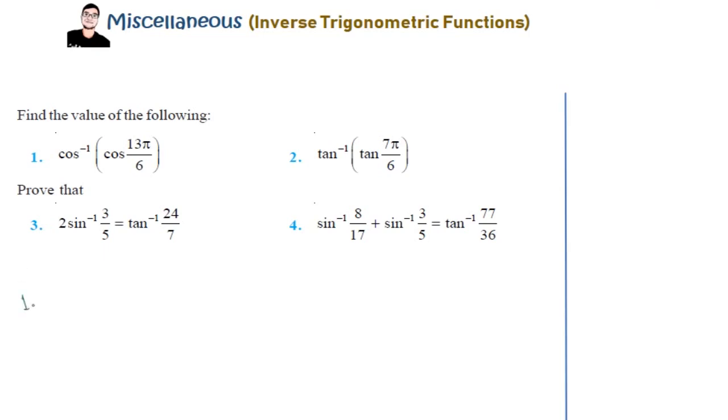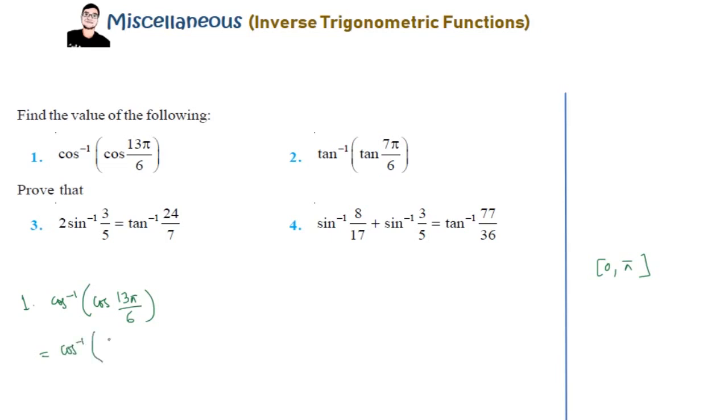Starting from question number 1, we have cos inverse of cos 13 pi by 6. To remind you once again, the cos inverse of anything always lies between 0 to pi, because that is the principal value that we had assumed. But 13 pi by 6 exceeds the range 0 to pi, so we would have to bring it into the range of 0 to pi so that we can cancel this cos inverse by cos. So let us approach it.